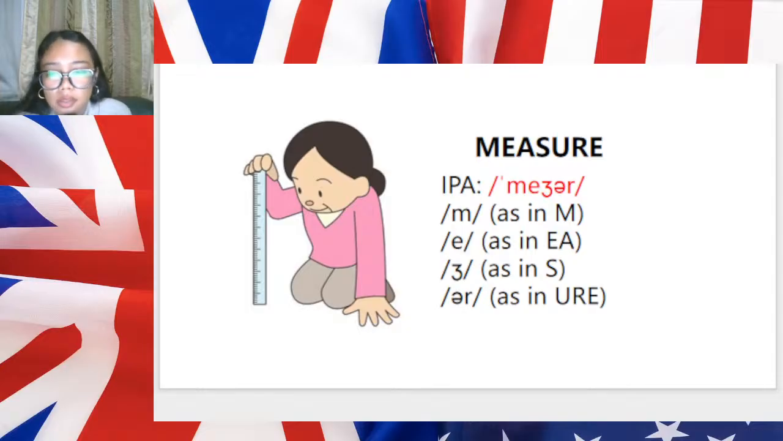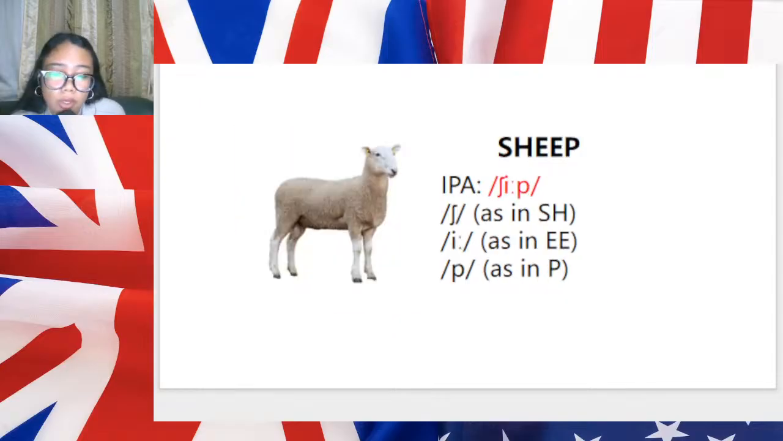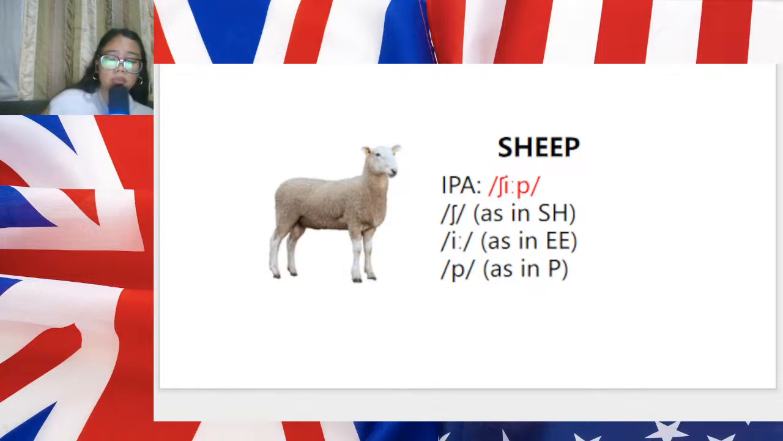Next to this, what's the next word? Of course, sheep. Very simple. Let's focus on that. This word is a great example.